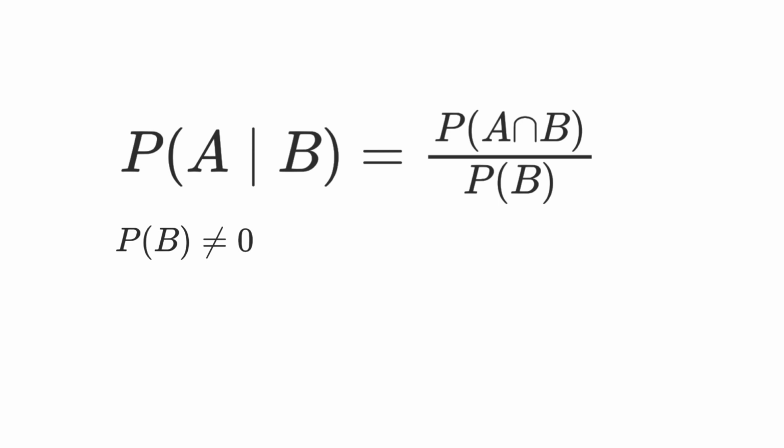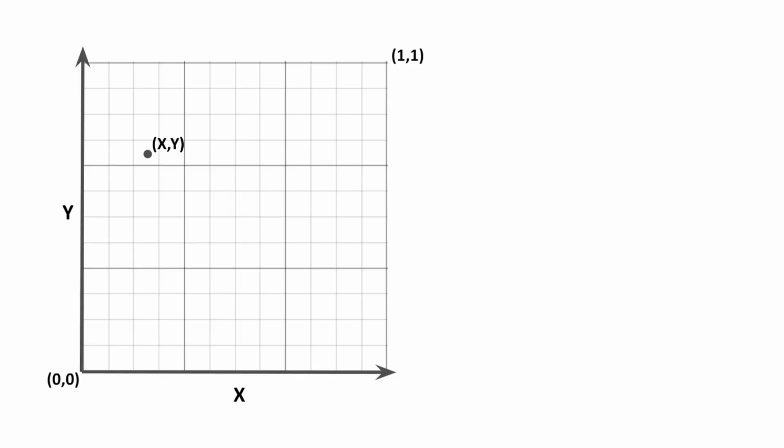Recall the definition of the conditional probability of an event A given an event B, which we define to be the probability of the intersection of the events A and B, normalized by the probability of B. Using this definition requires that the probability of B is not equal to 0. But what if the probability of B is equal to 0? That is, how do we define conditional probabilities when the events being conditioned on have probability 0?